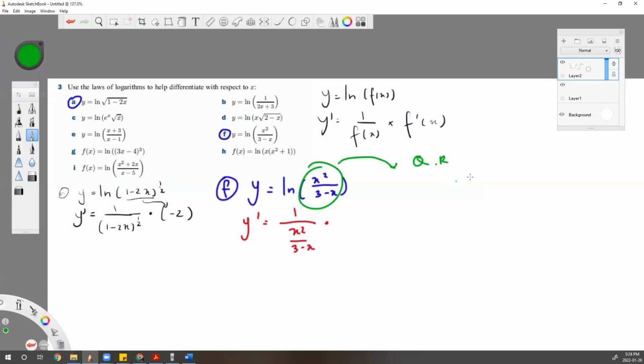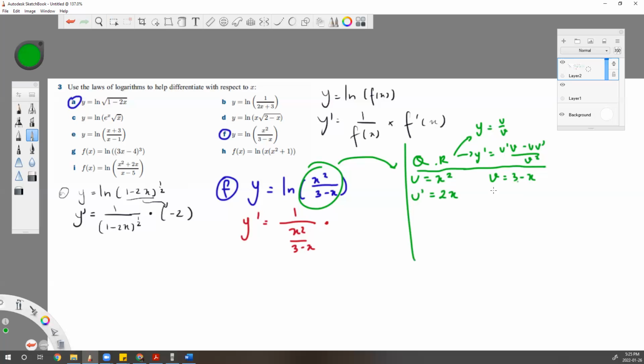You need to do it separately first. u equals x squared, v equals 3 minus x. The quotient rule will be like this: y prime equals u prime v minus u v prime, over v squared. Remember this rule, I hope that you still remember this. And try to do it separately. Why do I have to do it separately? To keep the question intact, so we don't mess up with the question.